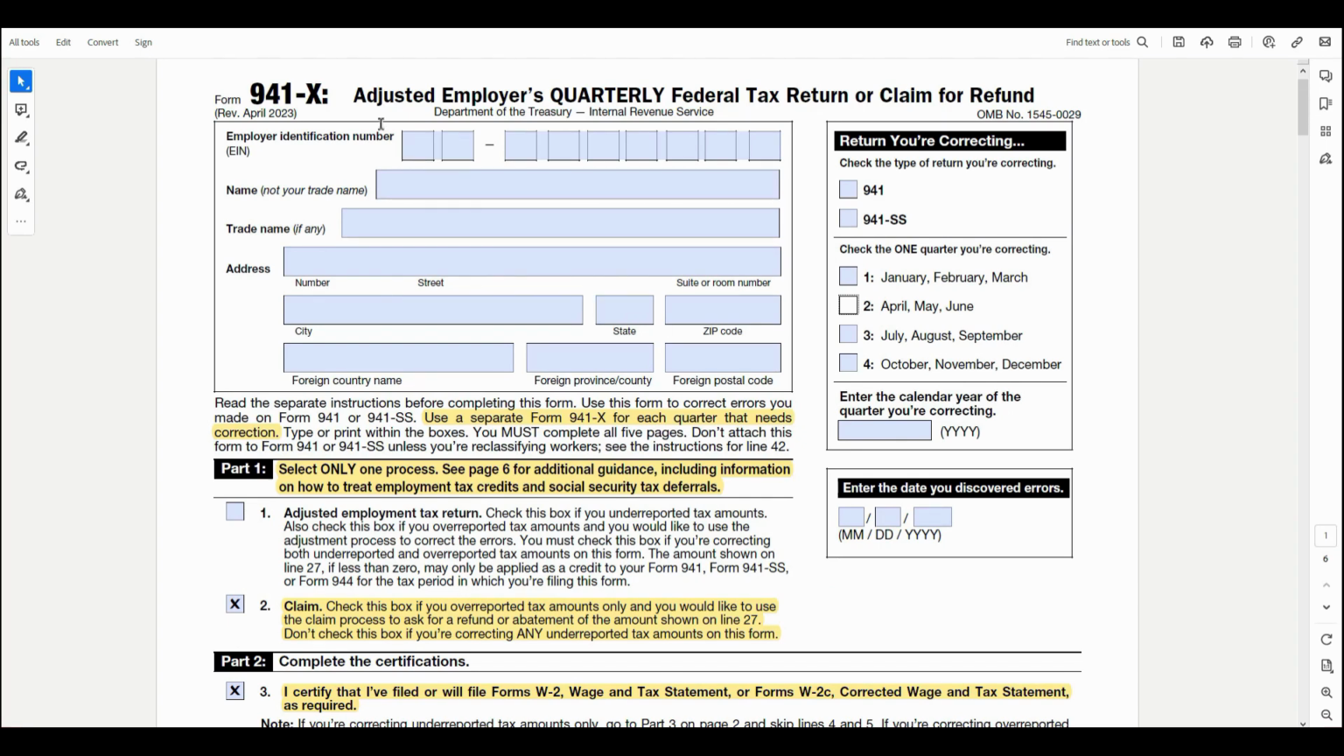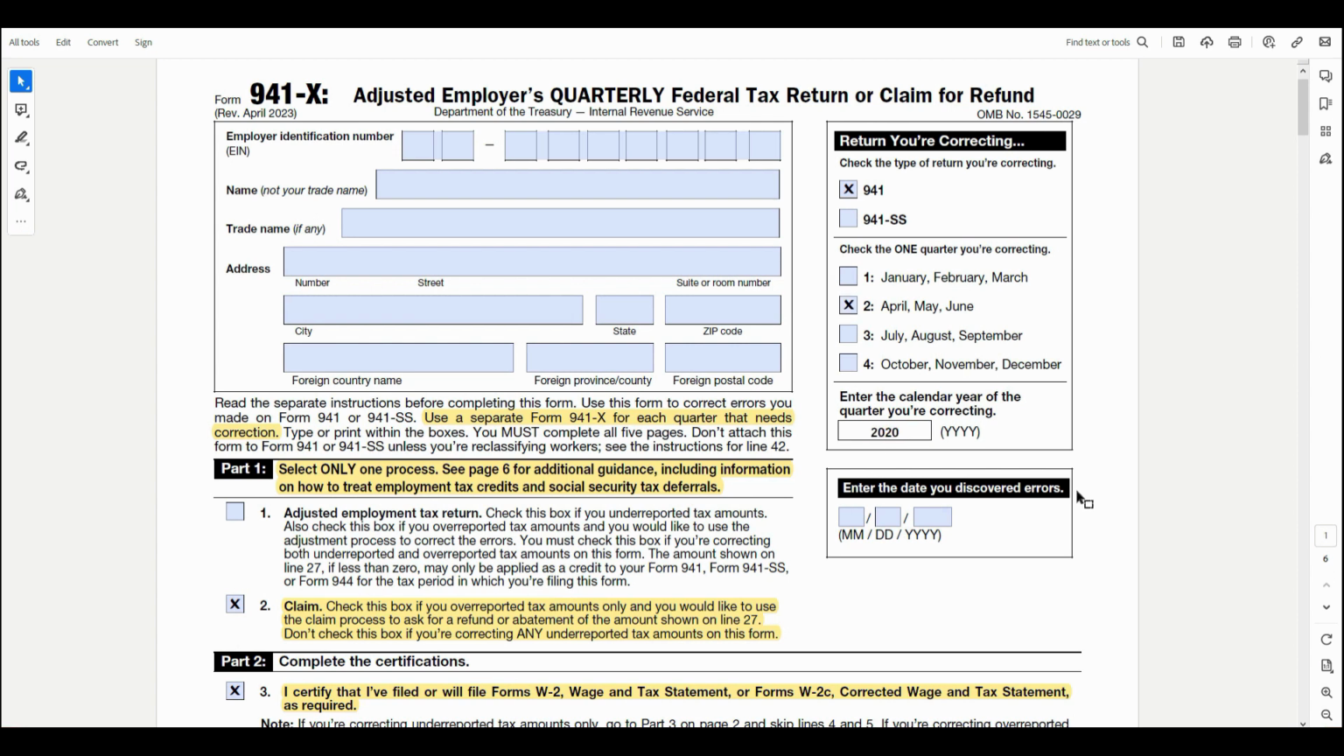So here we have the sample 941X that we're going to use to adjust the 941 for 2020 second quarter. Okay, so this section here is pretty simple to fill out. You're adjusting the 941 and doing it for the second quarter. Here you enter the calendar year, the quarter you're correcting. So this would be 2020, right?